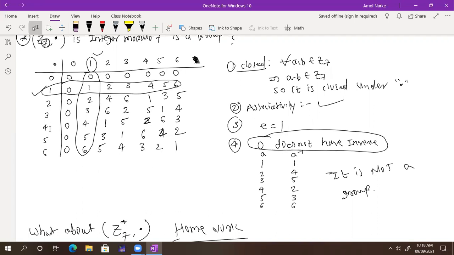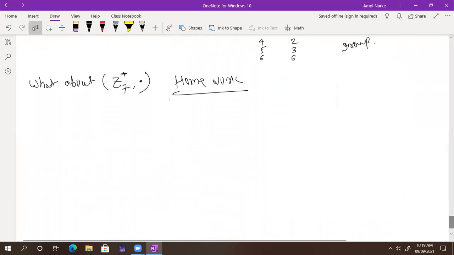Do you have a number? Listen carefully. Do you have a number to multiply with the 4 so that you get 1 as an answer in Z7? That number is nothing but 2, because what is 4 into 2? 8. 8 is congruent to 1 mod 7; if we write down 8 in Z7, it is 1. Okay. In another way, I will tell you how to write down Z7.